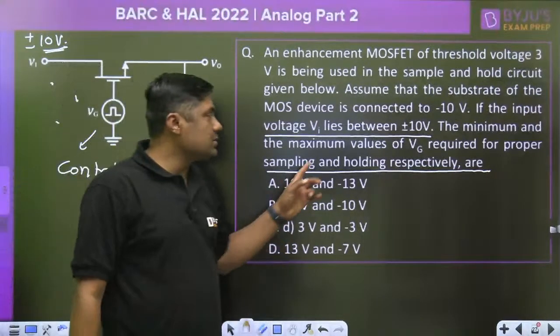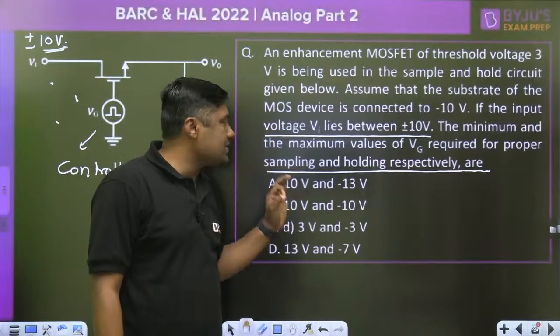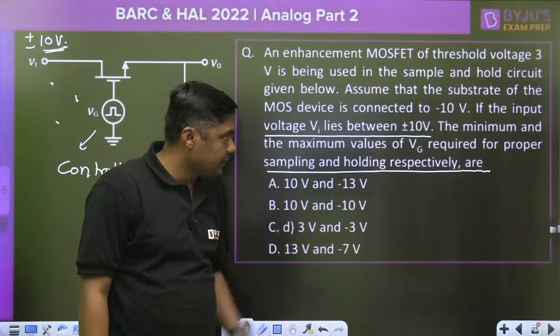Okay, the minimum and the maximum value of Vg required for the proper sampling and holding respectively are.